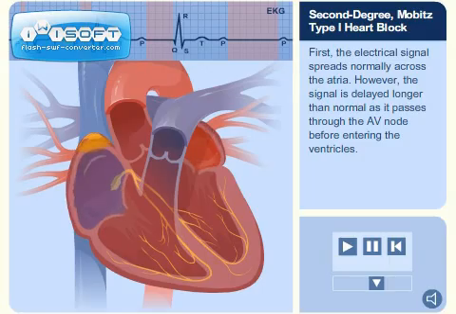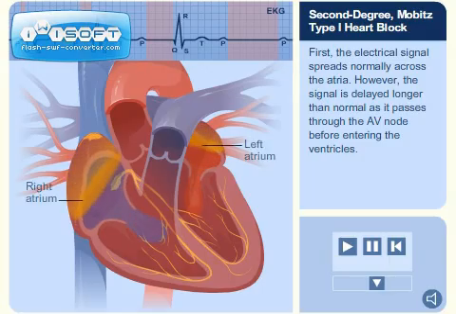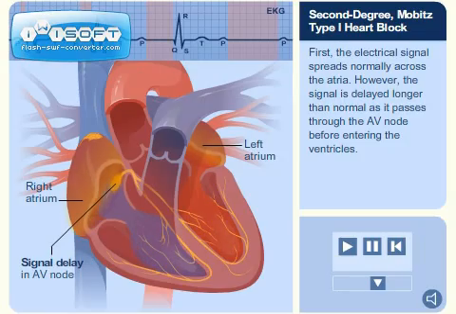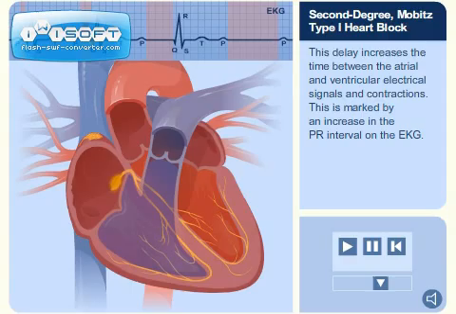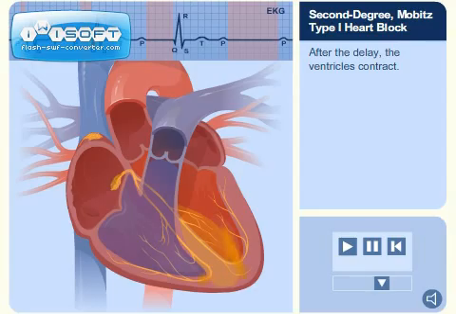First, the electrical signal spreads normally across the atria. However, the signal is delayed longer than normal as it passes through the AV node before entering the ventricles. This delay increases the time between the atrial and ventricular electrical signals and contractions. This is marked by an increase in the PR interval on the EKG. After the delay, the ventricles contract.